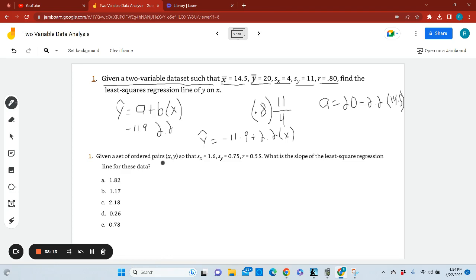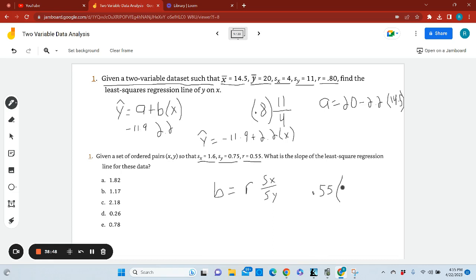It says given the set of ordered pairs where the standard deviation of the x variable is 1.6, the standard deviation of the y variable is 0.75, and the correlation coefficient is 0.55, what is the slope? We're going to use that same formula that we used before. We're going to use B is equal to R times the standard deviation in X divided by the standard deviation in Y. All right, the correlation here is 0.55.